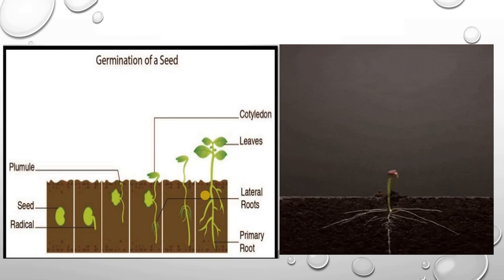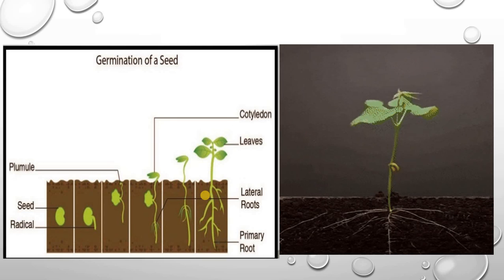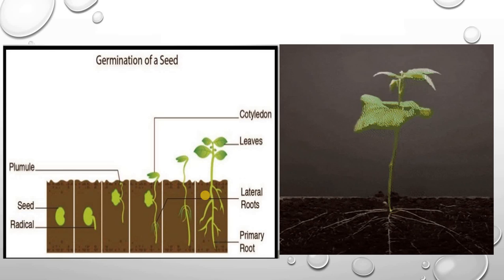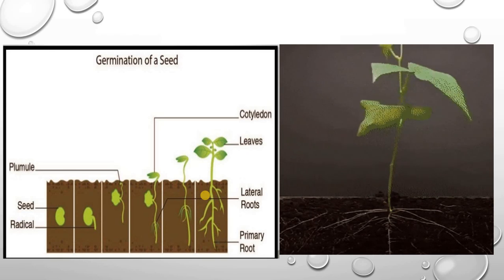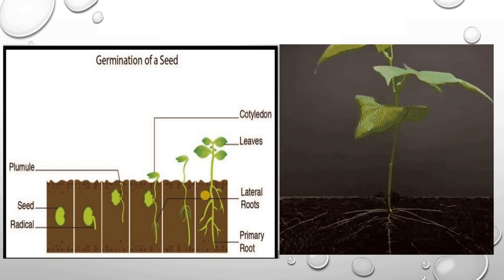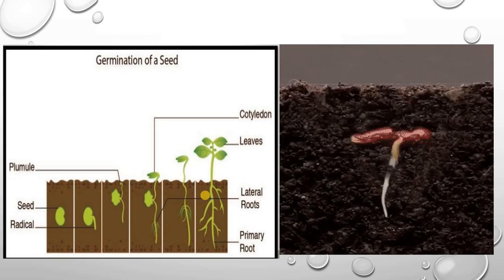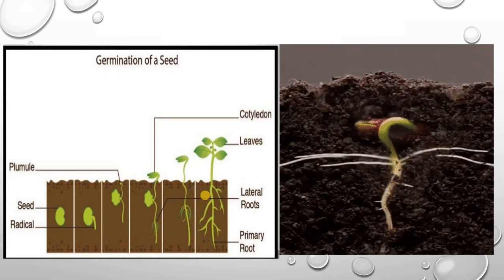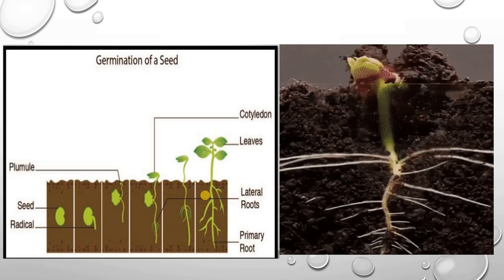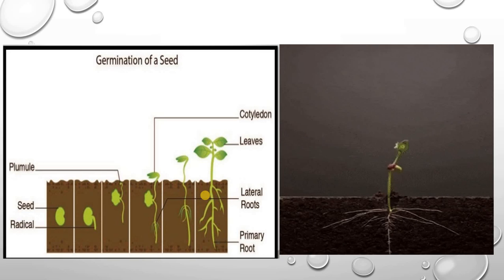For example, wheat grains, gram or chana, maize, peas, beans, etc. All these are seeds. All these seeds can germinate when sown in the soil under suitable conditions to produce a new plant. So this is how sexual reproduction takes place. The first step is pollination. The second step is fertilization. The third step is the formation of fruits and seed. And the last step is the germination of seed.